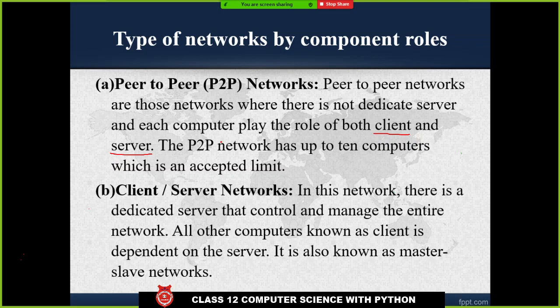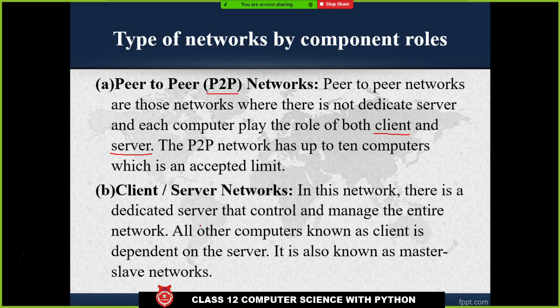This is very common in games. For example, in games, you are connected and playing with your friends. No person has more power than another person. All of them are players. So that is known as a peer-to-peer network.